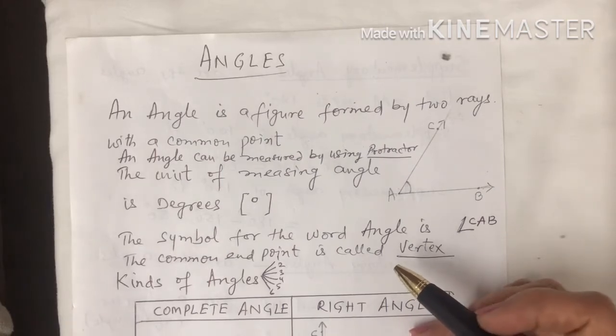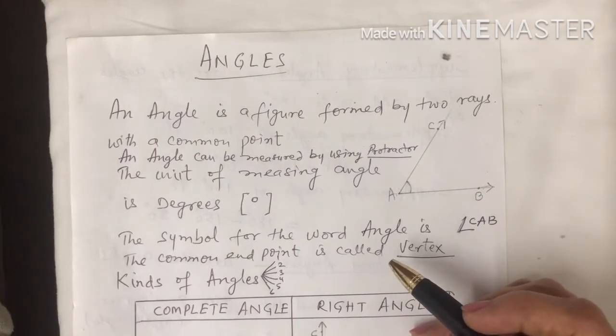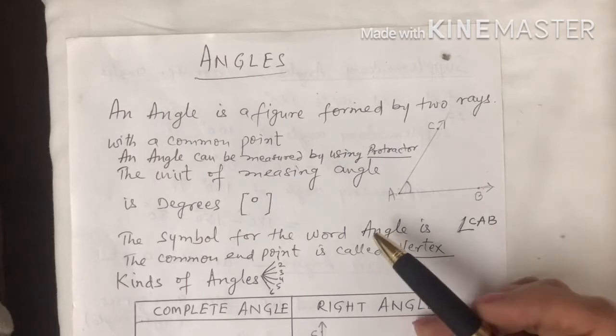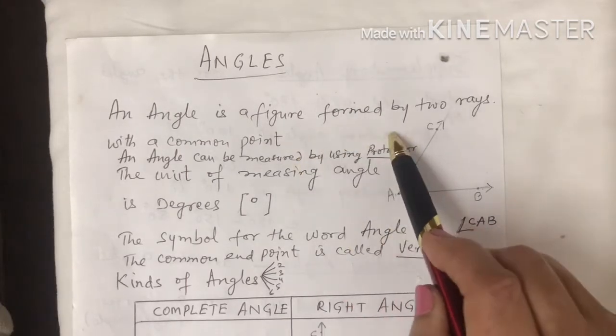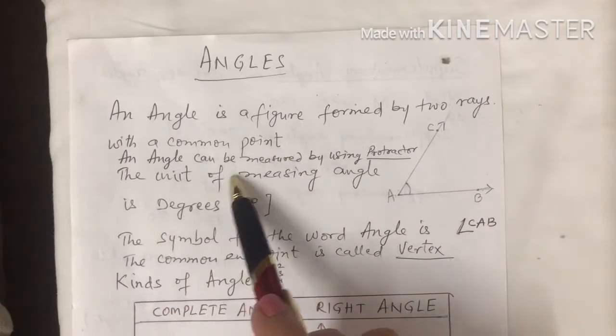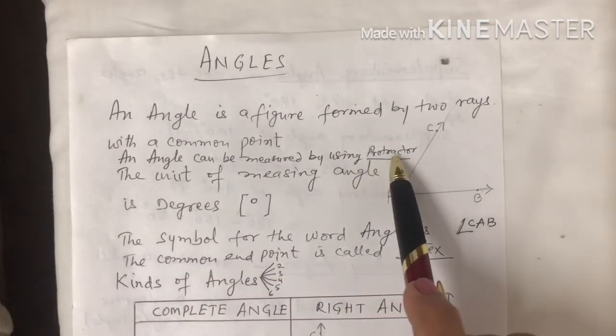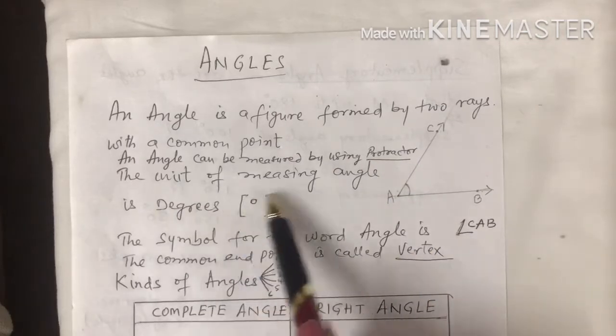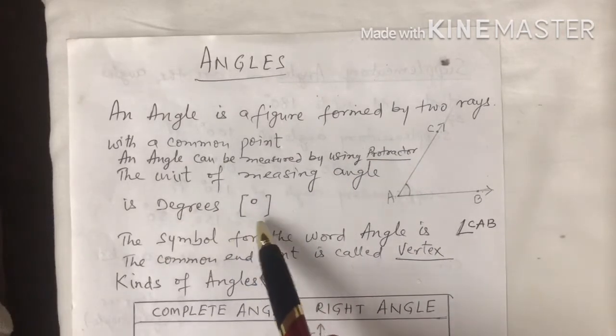Today we will learn about angles in geometry. What is an angle? An angle is a figure formed by two rays with a common point. And the angle can be measured by using a protractor. The unit of measuring angle is degree.